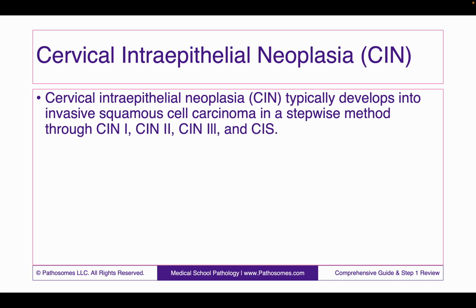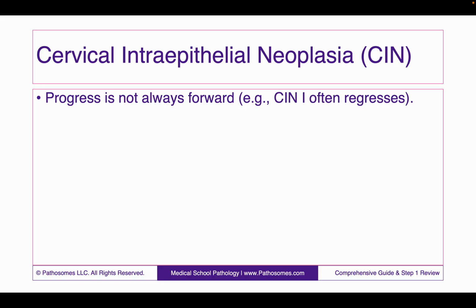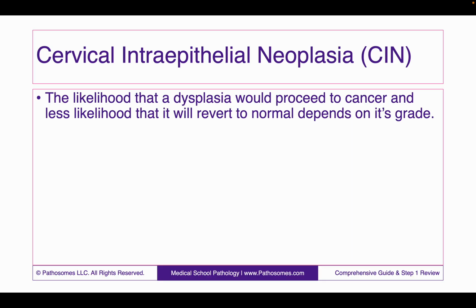Cervical intraepithelial neoplasia typically develops into invasive squamous cell carcinoma in somewhat of a stepwise method through the varying phases from CIN 1, CIN 2, CIN 3, and eventually carcinoma in situ. Progress is not always forward, right? It can go backwards, and notably, CIN 1 often regresses. The likelihood that a dysplasia would proceed to cancer, and the lesser likelihood that it will revert to normal, depends on its grade.